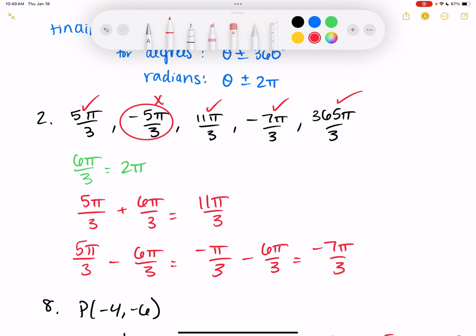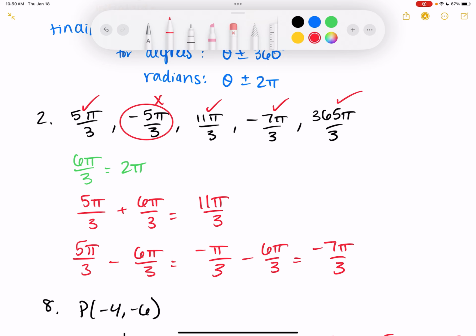Now, sometimes the first one might not be coterminal with anything, so it might be a bad one to start with. But I always say you might as well start with the first one because, go in order, right? So I added increments of 2 pi. In this case, it was 6 pi over 3. I added 6 pi over 3 and got to 11 pi over 3, which was one on my list. Right away, that tells me that those are coterminal with each other, so I can put a check mark over both of those.